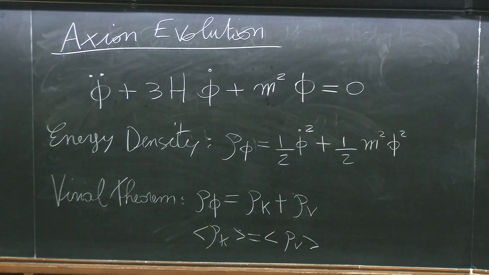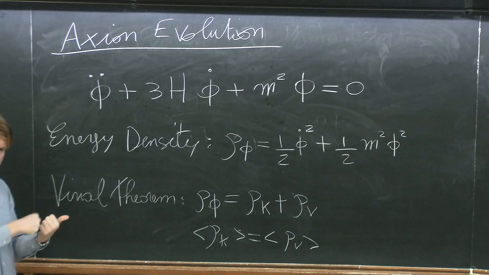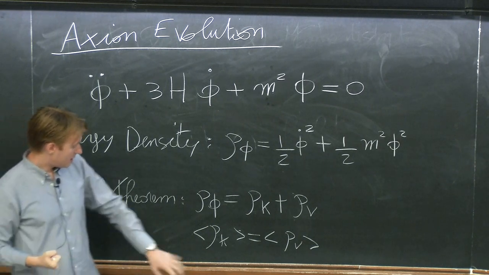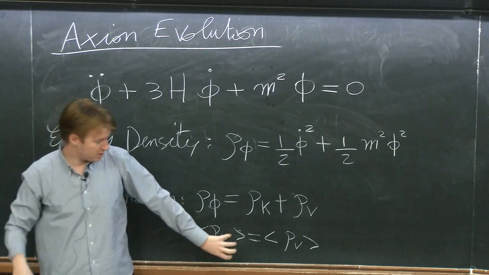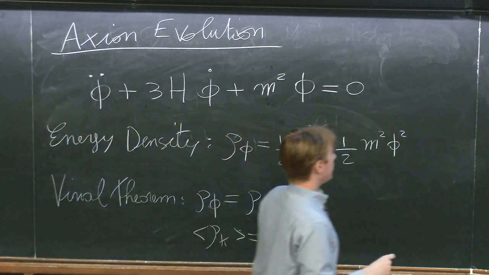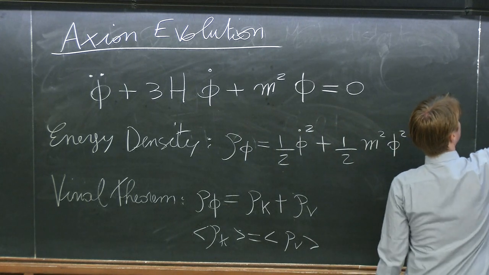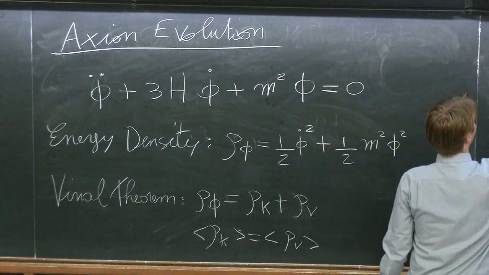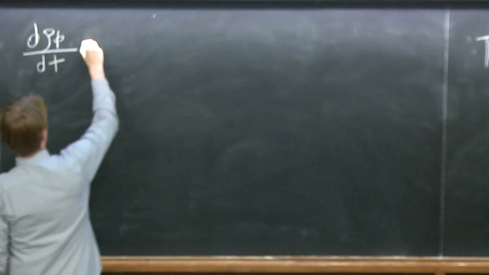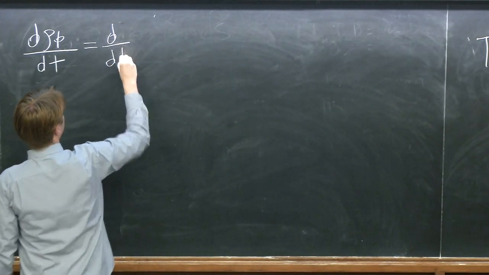And the virial theorem was for Newton force, 1 over r squared. Harmonic force is not 1 over r squared, it's proportional to r. So the virial theorem holds, but it's a bit different. It says that the average kinetic energy over one oscillation is equal to the average potential energy over one oscillation. So with this in mind, what we really want to do is to compute d rho over dt. So how does rho evolve with time? Well, we just do the calculation.